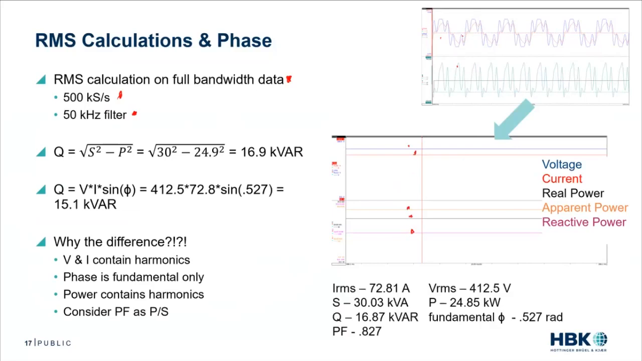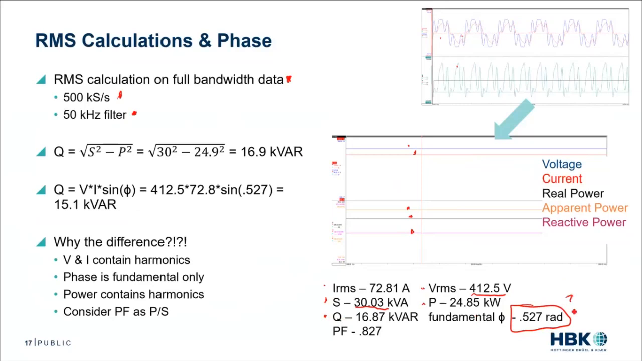And if I run my calculations and I measure my values, we can see my IRMS 72 amps, VRMS 412. Keep this number in your head. Our apparent power 30 kVA, real power 24, reactive power 16 kVAR, and then our fundamental phase is 0.52 radians. Fundamental phase is that phase shift between, we'll use the zeros here because those are a lot more obvious, our voltage zero and our current zero. It's the phase shift between those two.